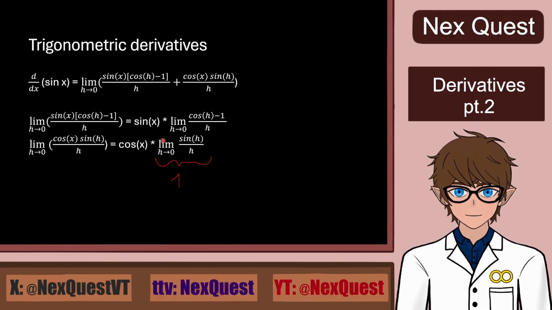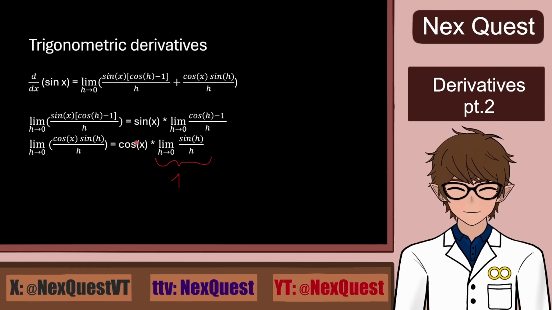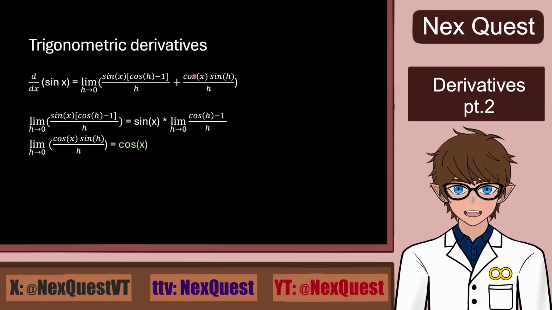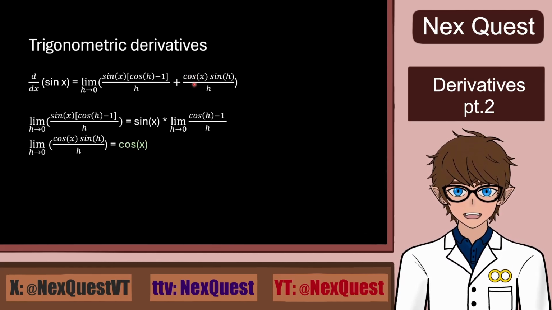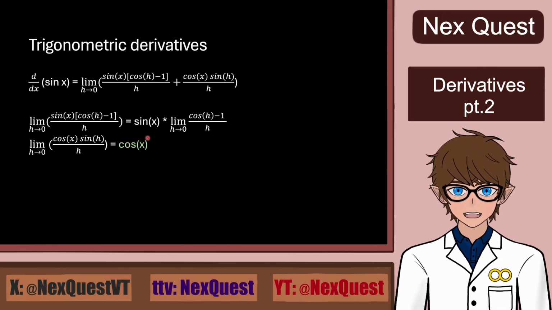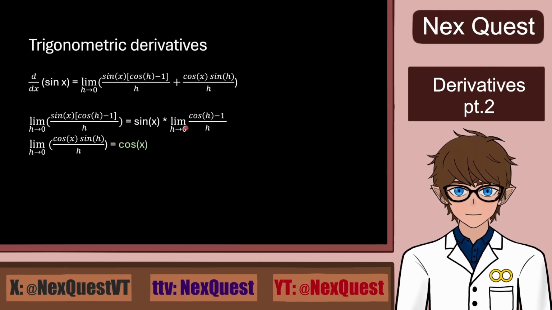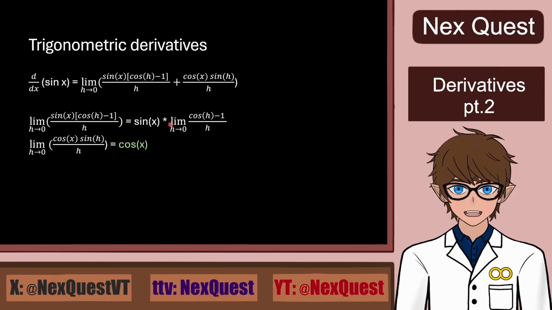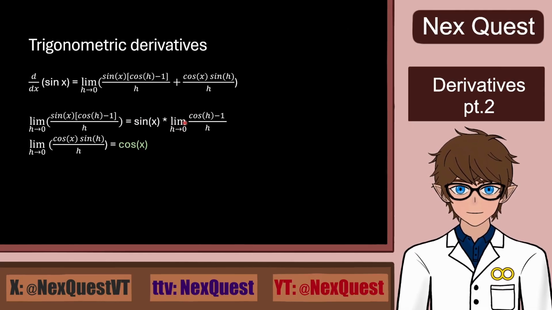So 1 times something is something. So the second limit, or the right limit, or however you want to call it, the second limit is more appropriate in this example, is cosine of x. Now we still need to solve the first one so we can add them together.